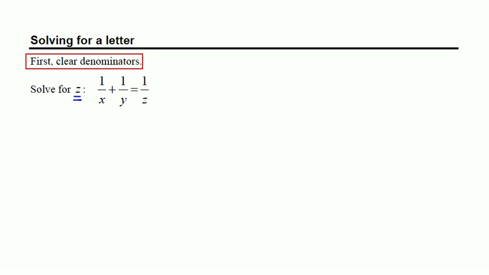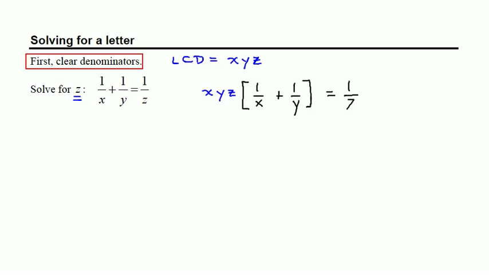So what we're going to do instead is start by finding the LCD, which in this case is just the product of all three denominators, x, y, z. There are no common denominators here, so we're going to include all of them, and multiply it by both sides of the equation in order to clear the denominators. So on the left-hand side, I have xyz times 1 over x plus 1 over y. And on the right-hand side of the equation, I have 1 over z, also multiplied by the LCD, which is xyz.